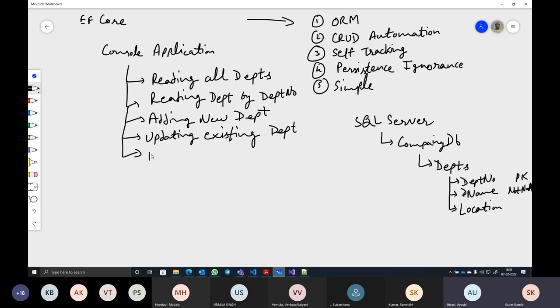And then deleting an existing department by department number. This is the requirement, and it all should be menu driven. Enter 1 for this, enter 2 for this, enter 3 for this, something like that. Understood?